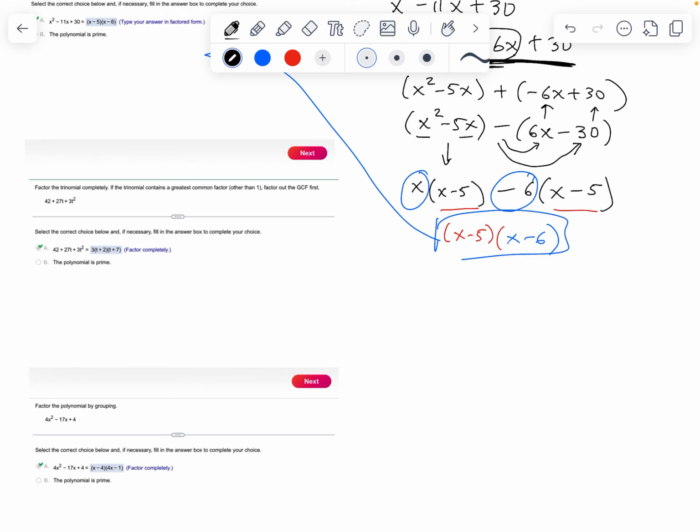Then from here, again, same thing, we have to factor. So we have 42 plus 27t plus 33t squared. And remember, they say factor out the greatest common factor first. So we see the greatest common factor here should be 3. So if I pull out the 3, I'll be left with 12 plus 9t plus t squared, right?